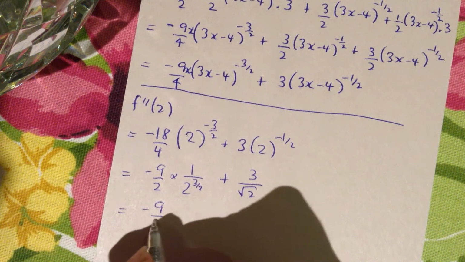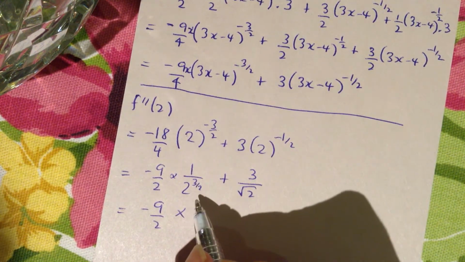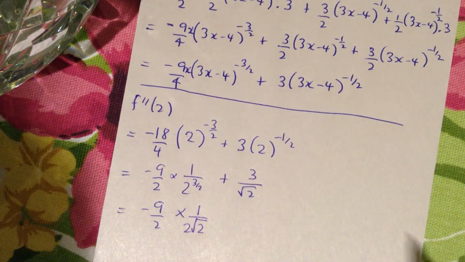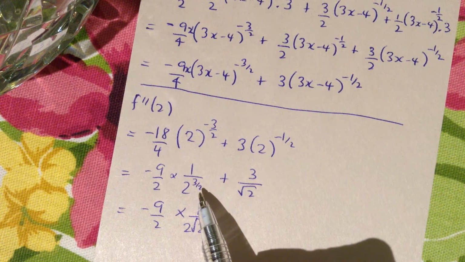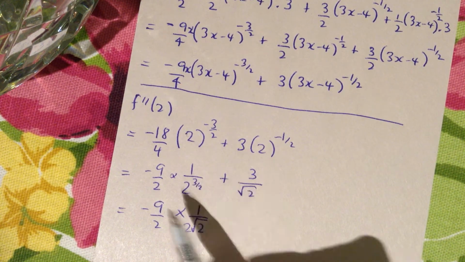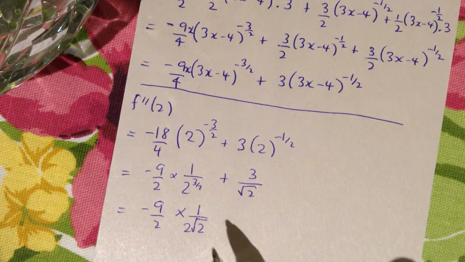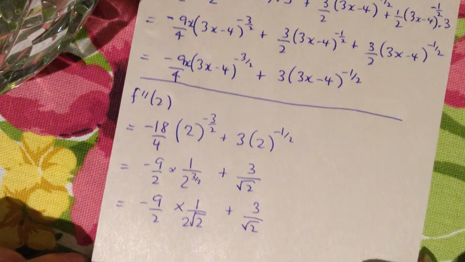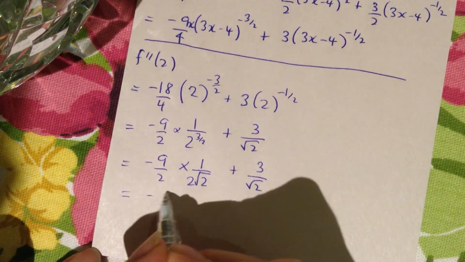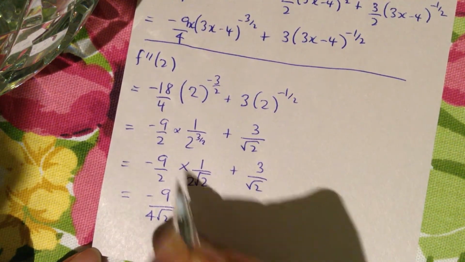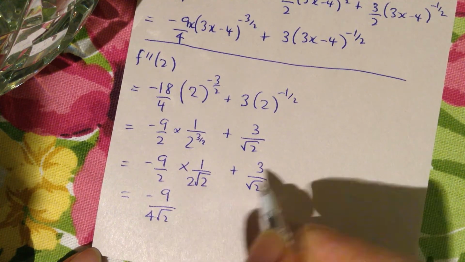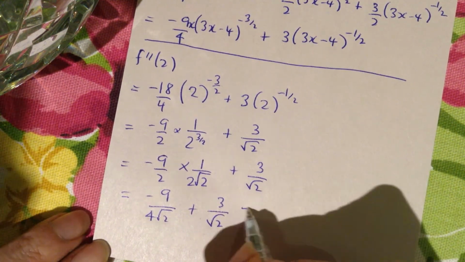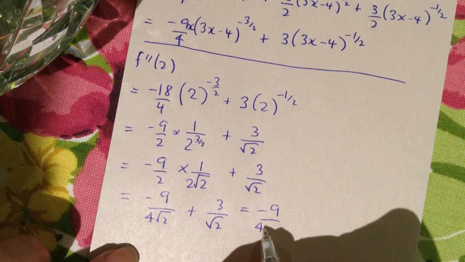So we got minus 9 on 2 times 1 over 2 to the 3 on 2. That'll be 1 over 2 root 2, because that's the square root of 2 to the power 3, which becomes the square root of 8. Square root of 8 simplifies to 2 root 2, plus 3 on root 2. And then that becomes minus 9 on 4 root 2, plus 3 on root 2.